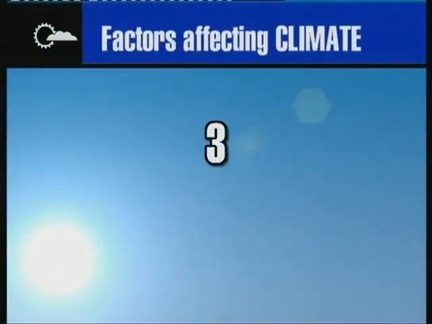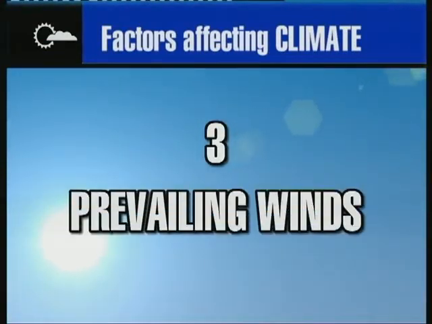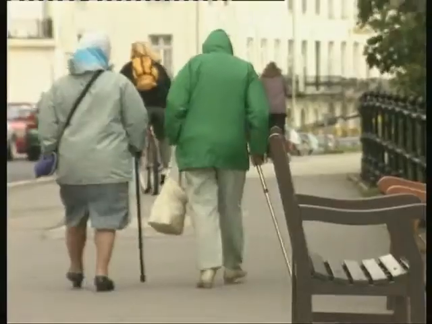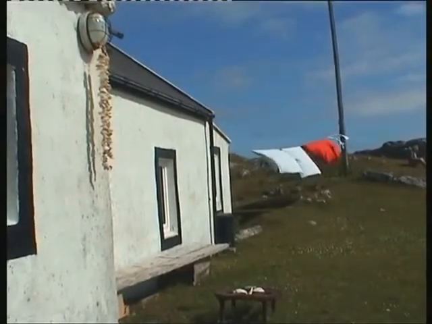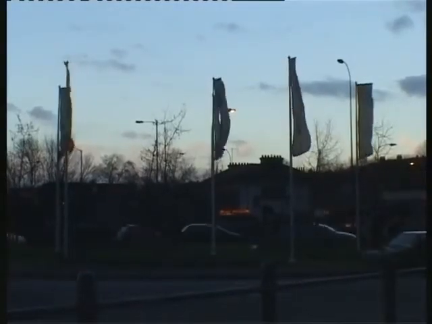Let's go to the third factor affecting climate: prevailing winds. Wherever you are, the wind mainly comes from one direction. That's what we mean by prevailing winds. Well, what causes them? Basically, winds are caused by differences in air pressure. But what's the relation between winds and climate?